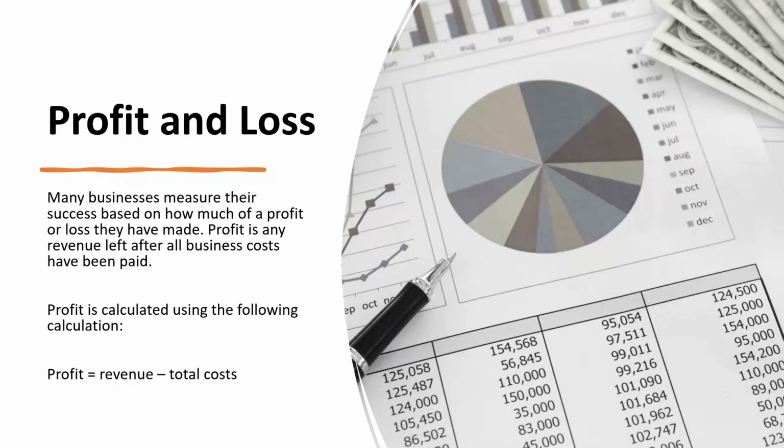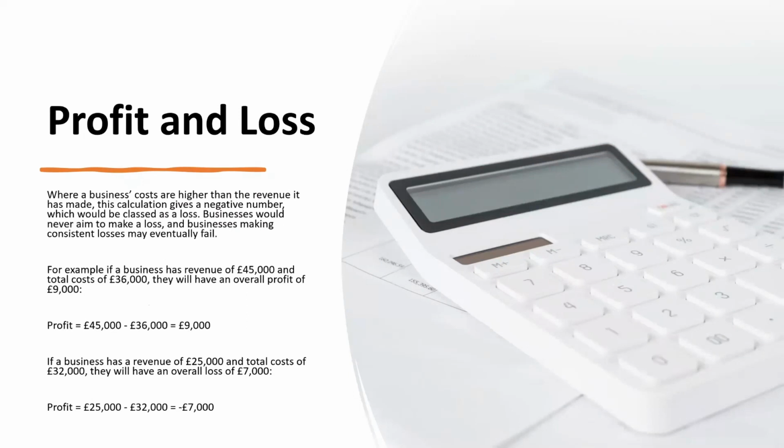Profit and loss. Many businesses measure their success based on how much of a profit or loss they have made. Profit is any revenue left after all business costs have been paid. Profit is calculated using the following calculation. Profit equals revenue minus total costs. Where a business's costs are higher than the revenue it has made, this calculation gives a negative number, which would be classed as a loss. Businesses would never aim to make a loss, and businesses making consistent losses may eventually fail.